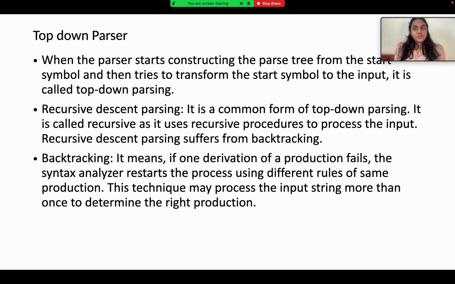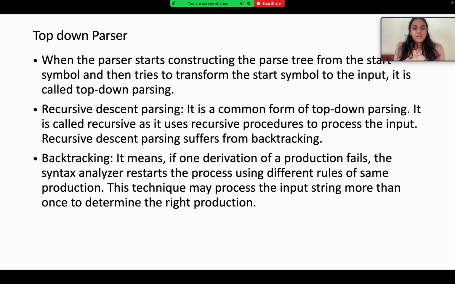Now let's head on to the parser. First is top-down parser. When the parser starts constructing the parse tree from the start symbol and then tries to transform the start symbol to the input, it is called top-down parsing. Recursive descent parsing is a common form of top-down parsing. It is called recursive as it uses recursive procedures to process the input. Recursive descent parsing suffers from backtracking.